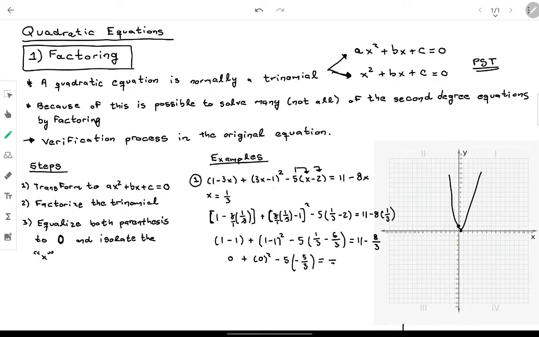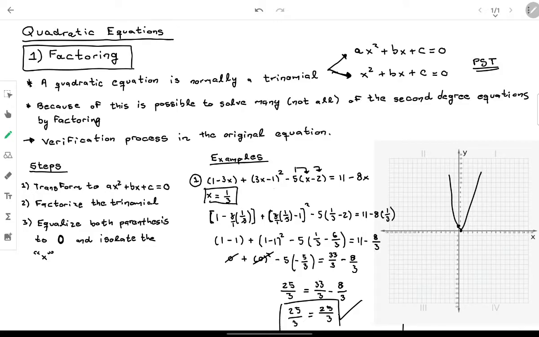we can change it to thirds, and it's going to be 33/3 minus 8/3. So this one gets eliminated, so it's going to be 25/3 equals 33/3 minus 8/3. 25/3 equals 25/3. So we have finished the verification process, and it's correct, the answer of x.